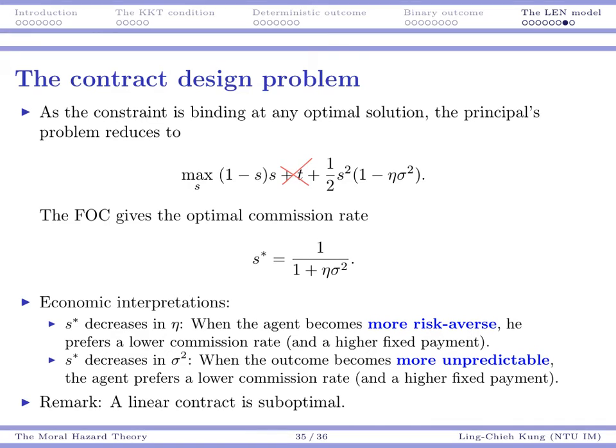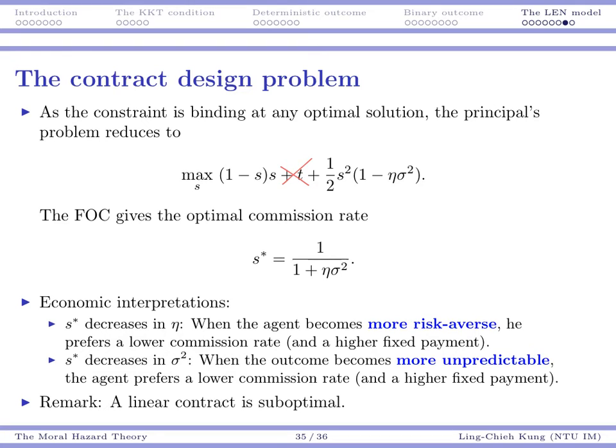Then the principal will cut down my commission rate. And you may expect the final system would become less efficient, because this guy doesn't want risk, so this guy doesn't want a high commission rate, then this guy will not work. And that's also reasonable, because if you exert effort, your outcome, your benefit is random, but in any case, your cost is deterministic. So if you are really risk averse, you would not do this.